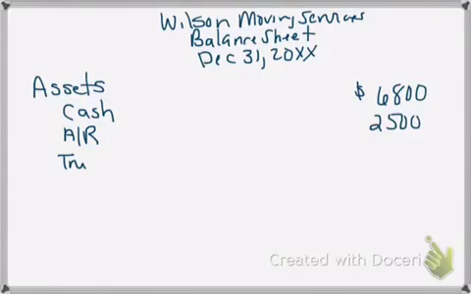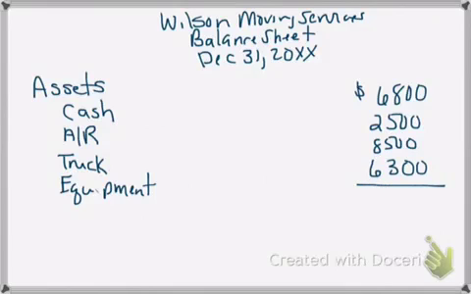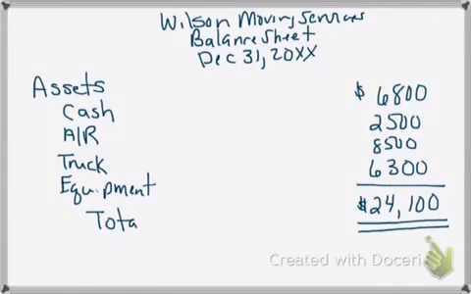I then have a truck for $8,500. And I will have equipment at $6,300. I will total up all of my assets, and so once I add up these four accounts, I end up with $24,100. Dollar sign, double underline, because I'm finished with this part of the statement.